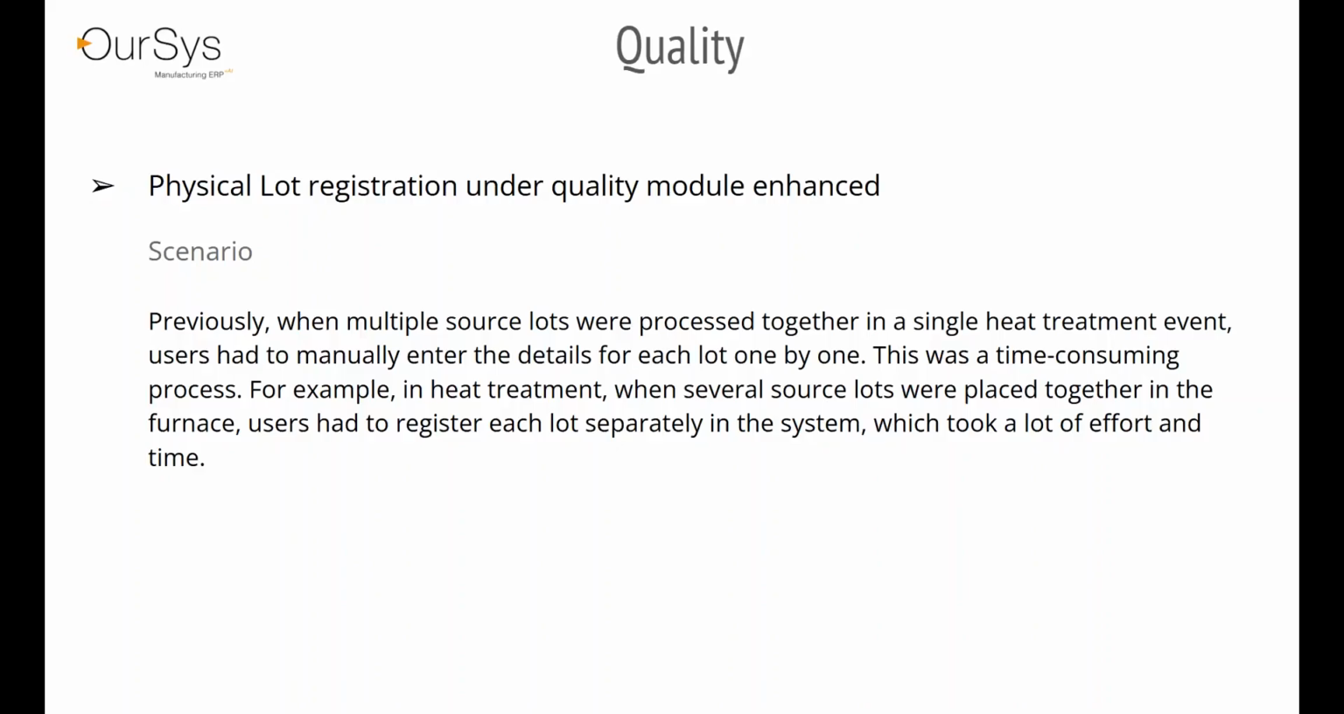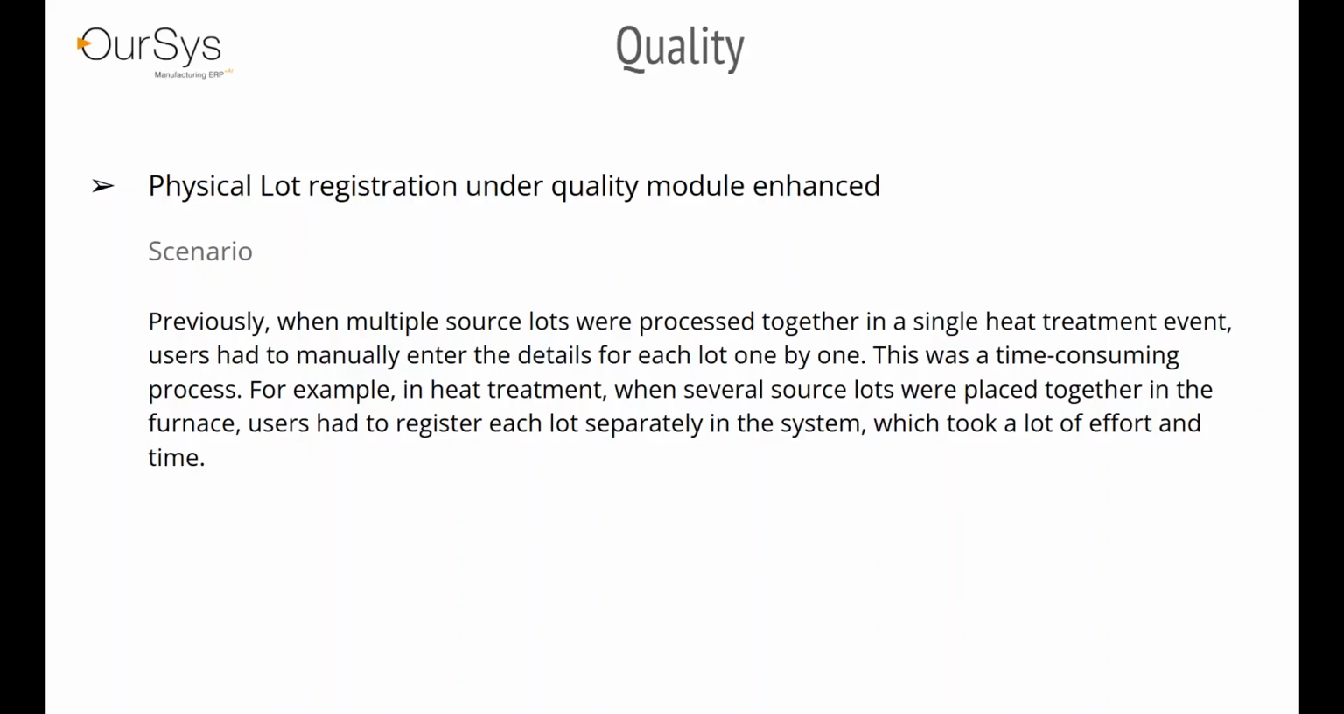Physical lot registration under quality module enhanced. So before, when multiple source lots were treated together in one heat treatment event, then user had to enter the detail of each and every lot individually, which took a lot of time and effort. For example, if several lots were placed in a furnace together, user has to register each lot separately in the system, making the process slower and tedious.